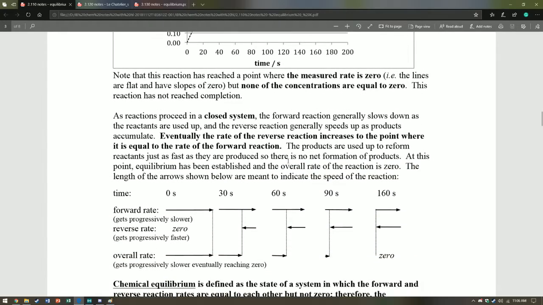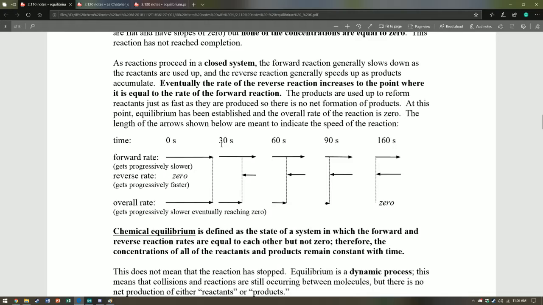This was already talked about, but it's worth reiterating again. The forward rate gets progressively slower, and the reverse rate gets progressively faster, and then the overall rate is here, here, here, and there's zero overall rate because the rate of consumption is equal to the rate of production.